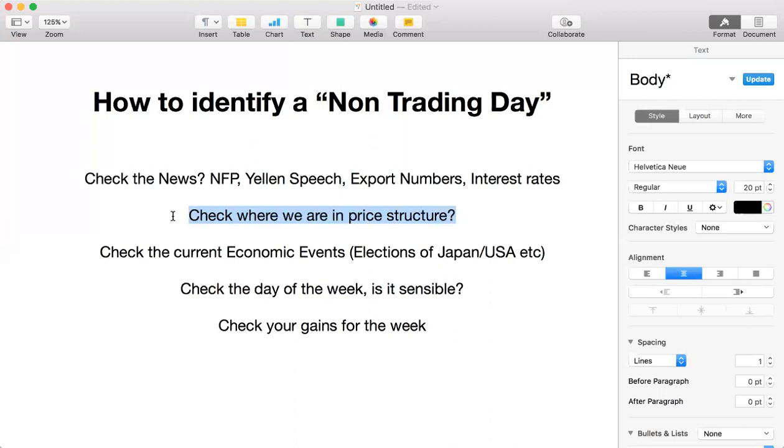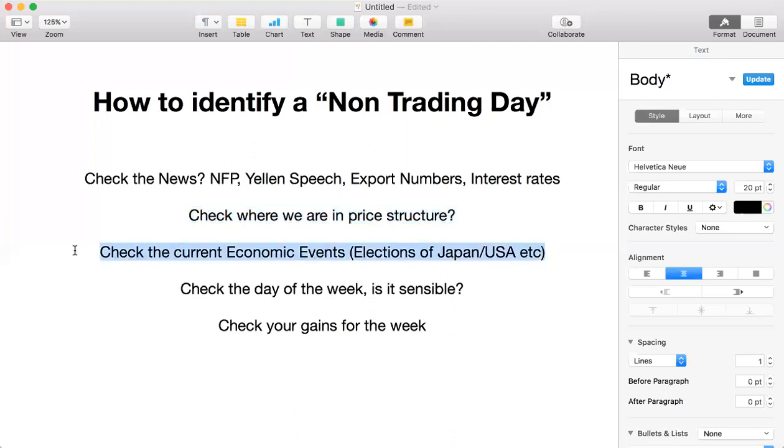For me, that would be a non-trading afternoon or morning until the market's really set up to be moving in the direction and in the way that you trade, in your style. Next thing I'd say, you need to be checking the current economic events.